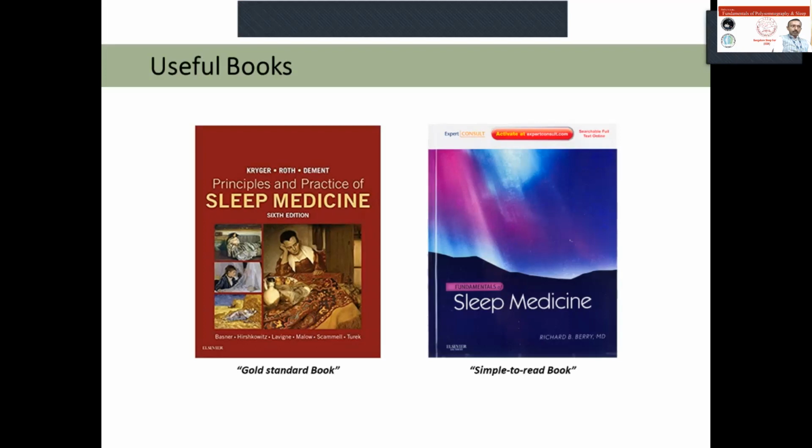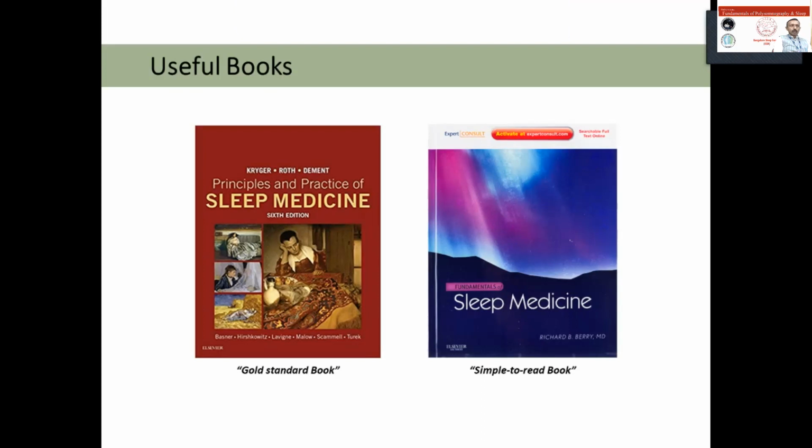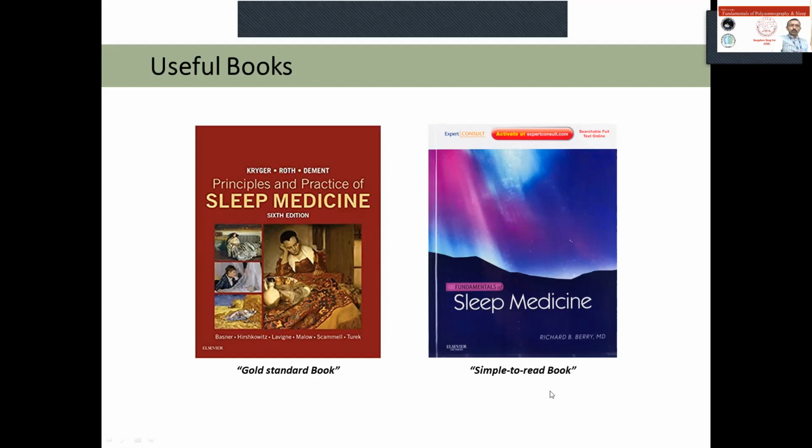It's a multidisciplinary field. People from pulmonology, neurology, clinical, non-clinical, engineering, animal research, every field contributes to sleep. And there is a huge amount of patterns in sleep which is still not fully understood. As I mentioned last day, these are two books that I would recommend if you want to understand sleep medicine.